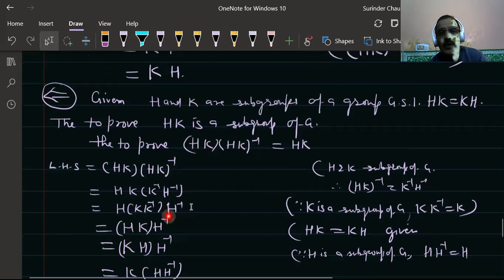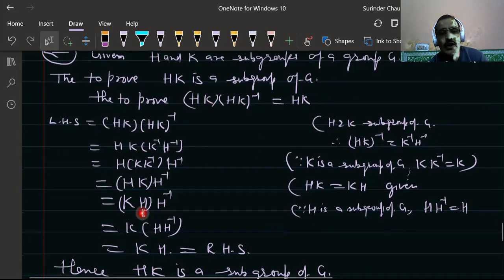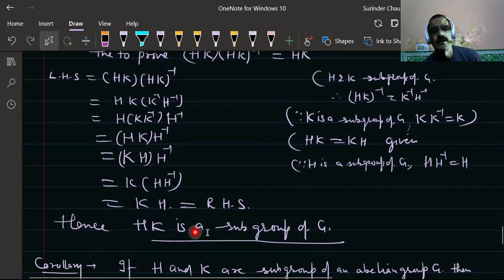Now by the given condition, HK is equal to KH. Again by the associative law, therefore (HK)⁻¹ is equal to HK. The right hand side implies HK is a subgroup.